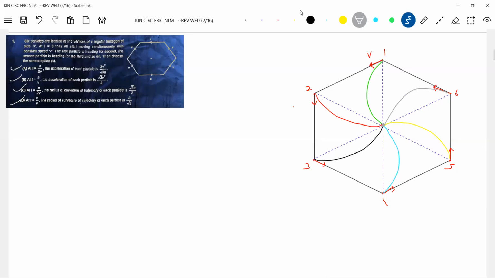Look at this. He has asked something related to circular motion, because what is the path? Curved path. They don't move in a straight line. So this particular path is described by 1, 2, 3, 4 like this. They'll meet finally at center O.